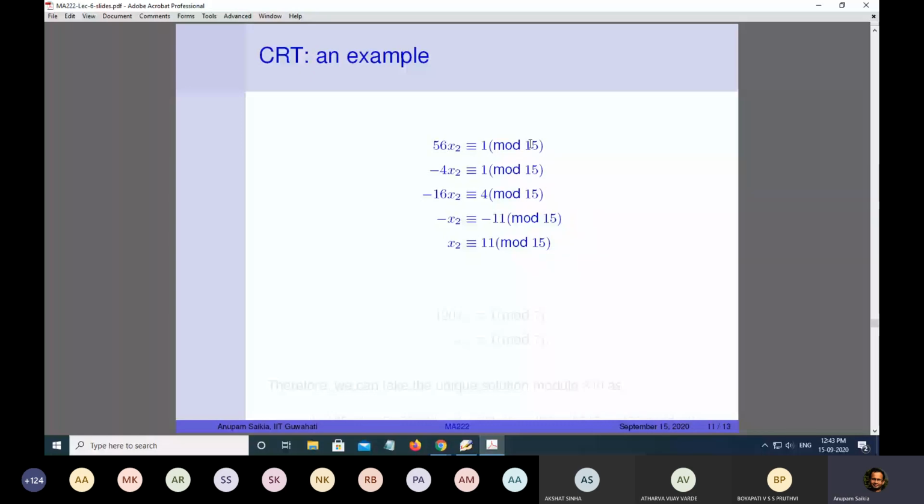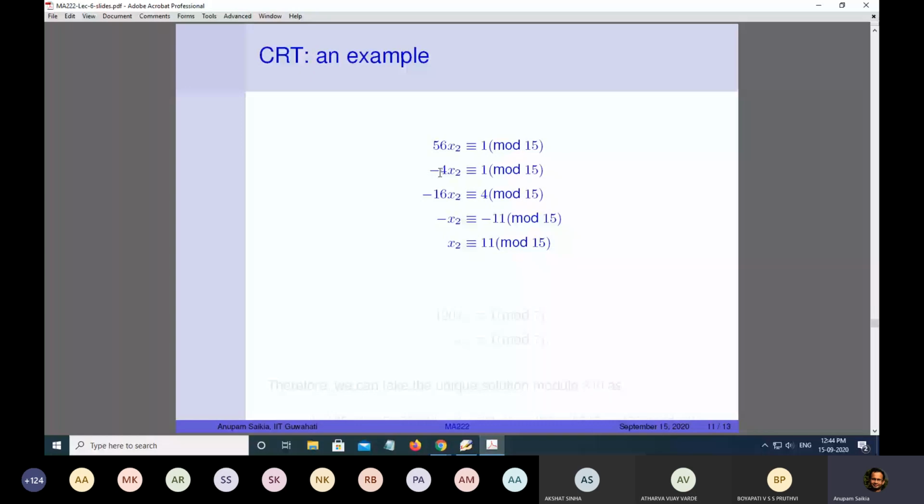So 56 is like minus 4 mod 15. Now what do I see? I want to bring it to 1. The easiest way is to multiply by 4, or in fact multiply by minus 4. Multiplying by minus 4 would have given me 16, and 16 is 1 mod 15. Anyway, I multiplied by 4, so I need to do one more step. Minus 16 is like minus 15 minus 1, and minus 15 is like 0 mod 15. So this minus x2 is minus 11 mod 15. So x2 is 11 mod 15, which I could have shortened by multiplying by minus 4 here.